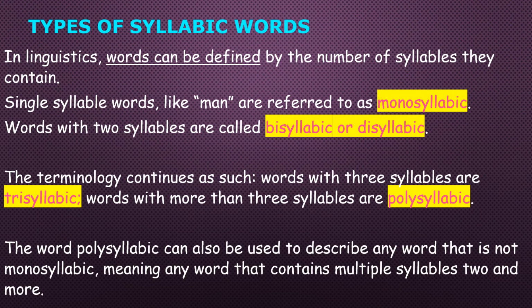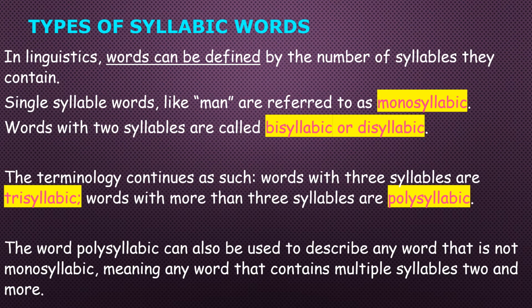So there are different types of syllabic words. In linguistics, words can be defined by the number of syllables they contain. Single syllable words like man are referred to as monosyllabic. Let's say together, monosyllabic. Words with two syllables are called bisyllabic or disyllabic. Let's say them together. Bisyllabic, remember bicycle, two wheels. Disyllabic. Mashallah. The terminology continues as such.